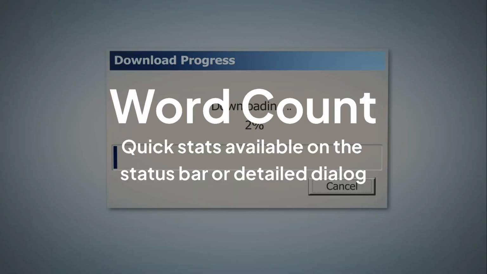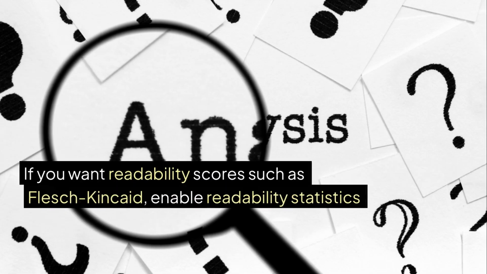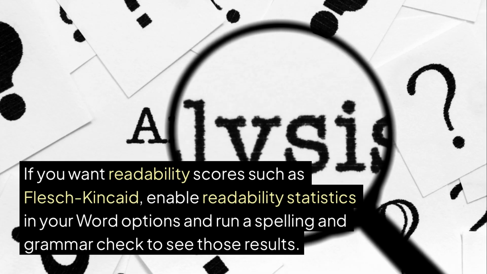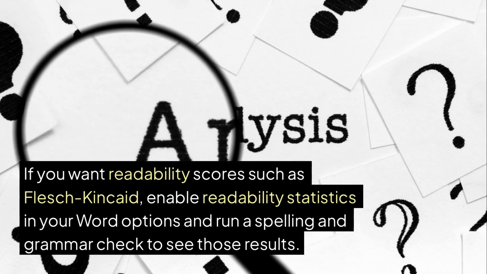For quick stats, check word count on the status bar, or open the detailed word count dialog for pages, characters, and more. If you want readability scores such as Flesch-Kincaid, enable readability statistics in your Word options and run a spelling and grammar check to see those results.